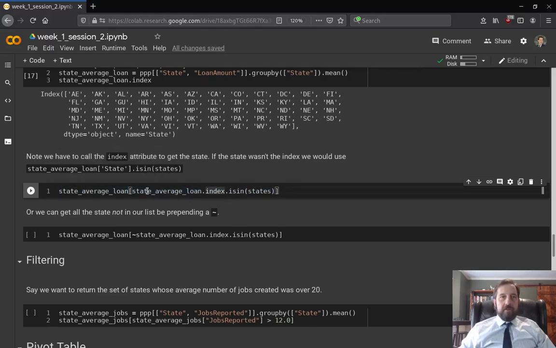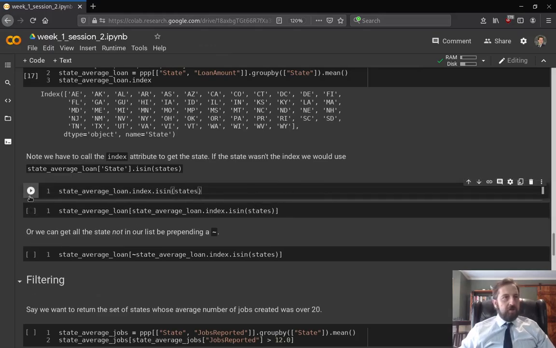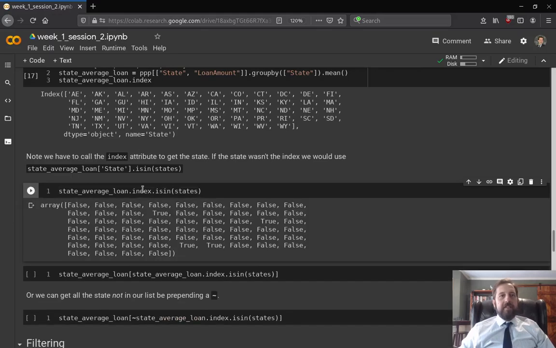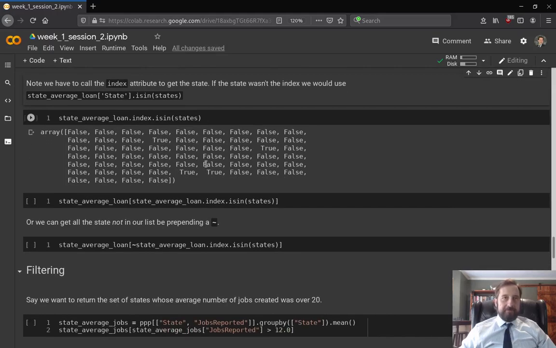Let's break that apart here really to show you what this returns. We're going to talk a little bit about Booleans. So let me just create a new variable and show you what this does. So again, we have to pull the index. We can do this by any column, but if it was just a simple column, we would use this syntax. So what this does is it just creates an array of Booleans here. So false, false, false, true. So this says, is it in the states? Right. So this is our array of Booleans.